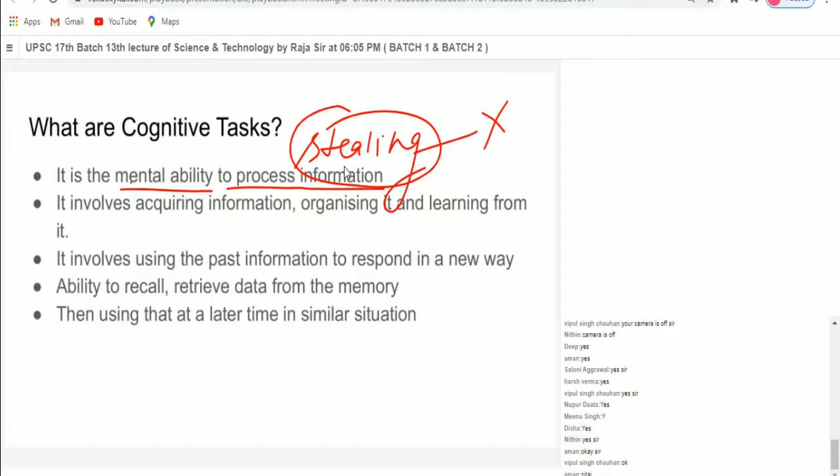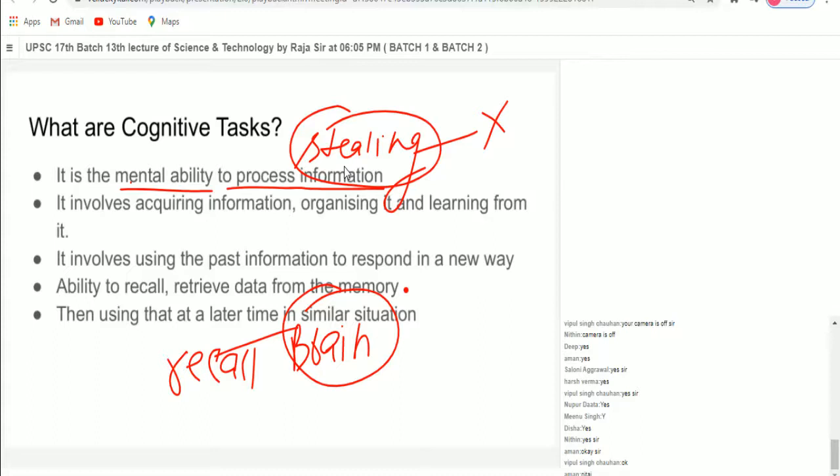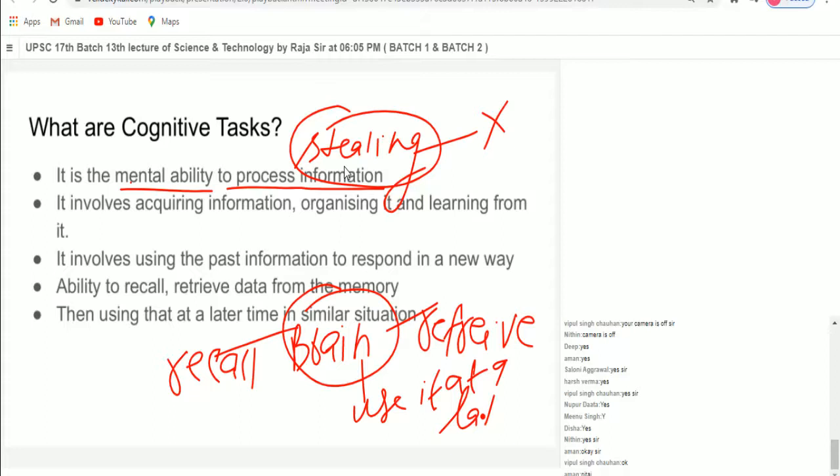So these tasks are known as cognitive tasks. The mental process of acquiring knowledge, and through several processes you acquire that knowledge, and basically these are based on experience and stored knowledge. Your brain is a repository of too much information. You will recall incidents that are stored in your brain. You will retrieve the saved information and use it at a later time. So this ability of the human is known as cognition, the cognitive task.